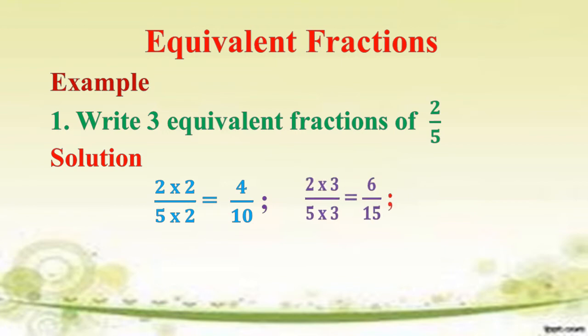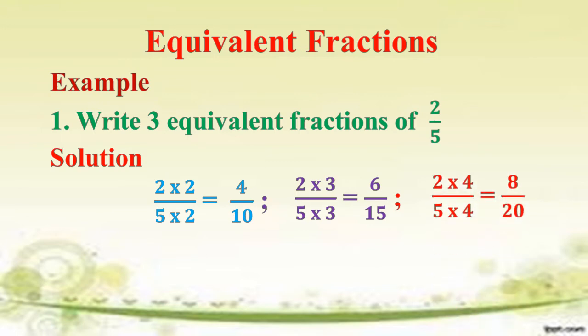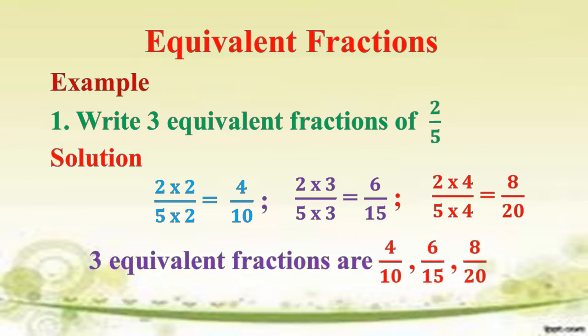For the next one, with 2 by 5, now we will take 3. We multiply the numerator and the denominator by 3 and we get 6 by 15. That is another equivalent fraction. Now we want to find the third equivalent fraction. When you multiply the numerator and the denominator by 4, we get 8 by 20. Now you can write the 3 equivalent fractions: 4 by 10, 6 by 15, 8 by 20.